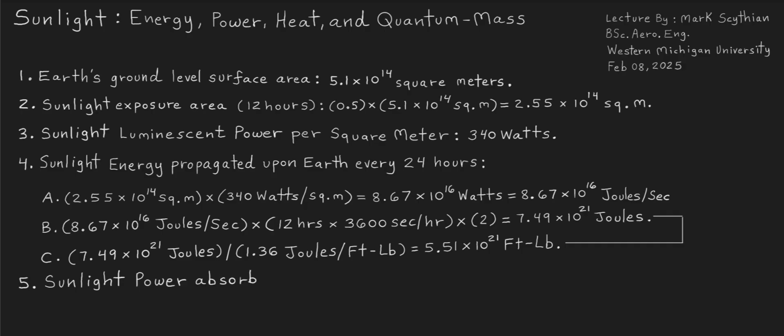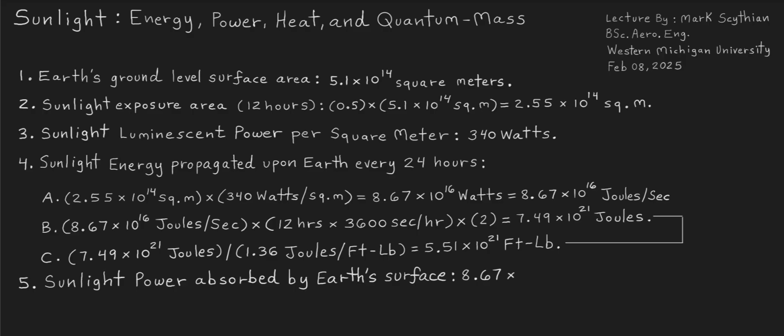over a 12-hour period multiplied by 2. So we have 12 hours and then times 2 12-hour segments, 24 hours. So we have 7.49 times 10 to the 21st power joules, or 5.51 times 10 to the 21st power foot-pounds of sunlight energy transferred to the Earth over 24 hours.